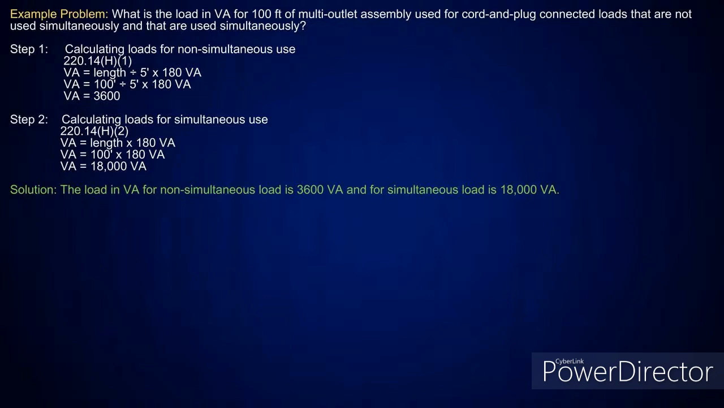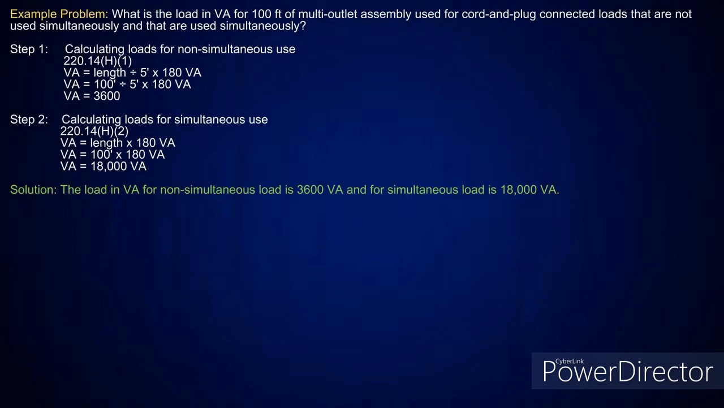So if I'm using it simultaneously, each 1 foot, that means you take the 180 VA times whatever the length is. But if I'm looking at number 1, non-simultaneous, it says each 5 foot or fraction thereof. That means I've got to divide it by 5, just like I did for my track lighting. The other one was dividing by 2. So for non-simultaneous use, I'll take the 100 foot, divide it by 5, multiply it by 180 VA. That gives me 3,600 VA for my non-simultaneous use.